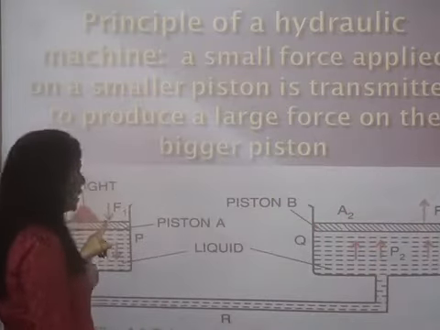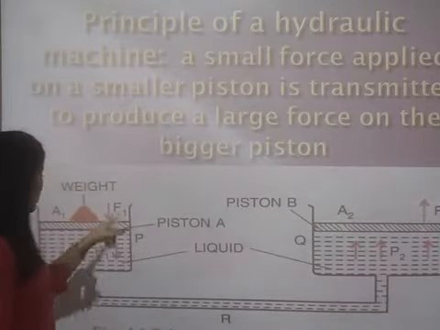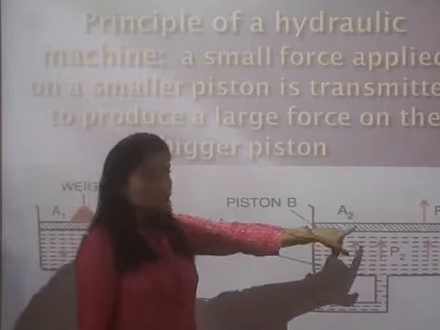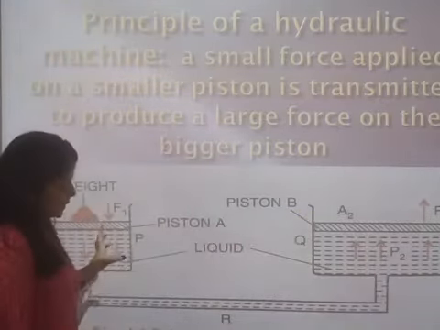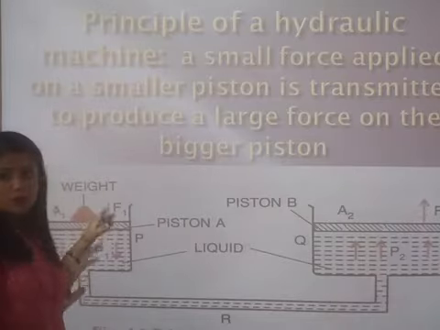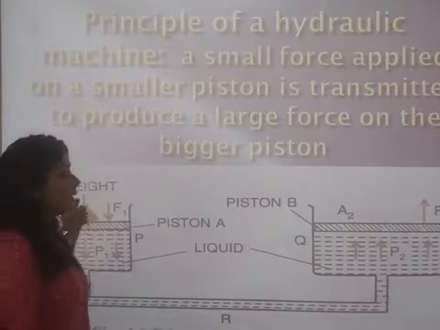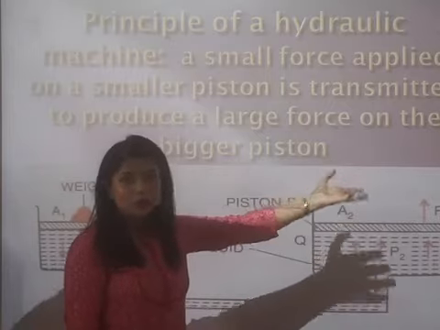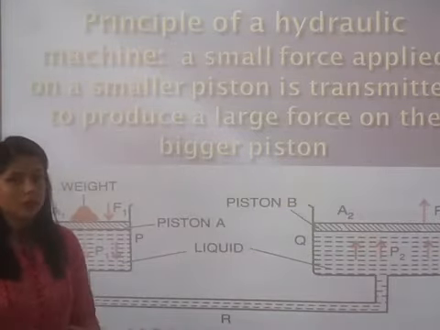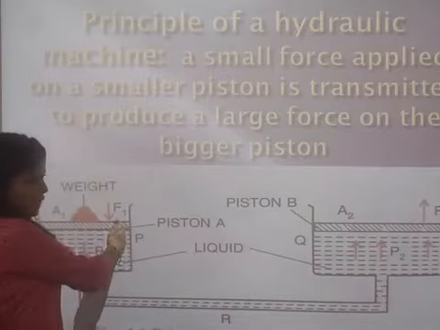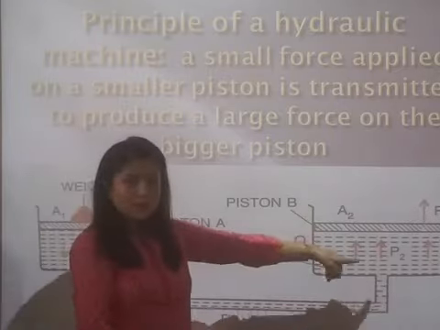So your F1 is due to the small area. F2 is a force on a bigger area. So what this states is F1, which is a smaller force, will generate a larger force. So hydraulic machine is kind of a force multiplier. The force which is small, F1, will generate a larger force, that is F2.